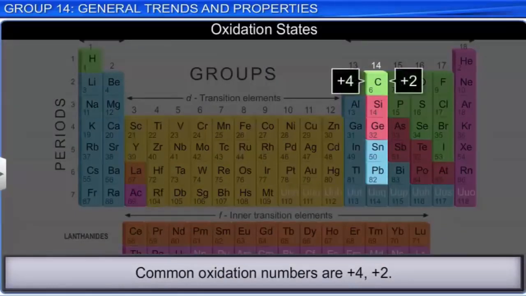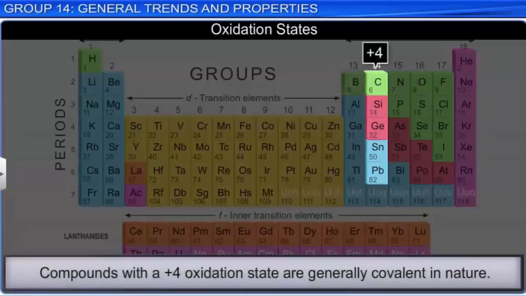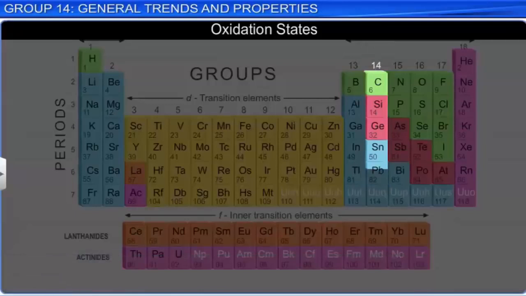Compounds with a +4 oxidation state are generally covalent in nature, because of the high sum of the first 4 ionization energies for the group 14 elements. Carbon and silicon are more likely to be found in a +4 oxidation state. It should be noted that sometimes carbon is found with negative oxidation numbers.